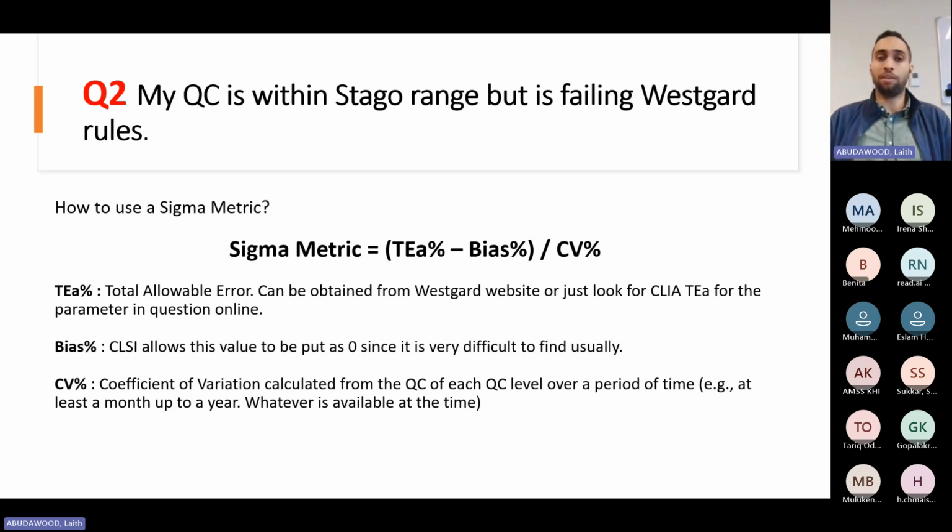So for example, my CV percent for my PT across multiple lots is on average, say 2%. So in this case, how do I apply the sigma metric? I know the CV percentage. We said bias percent is set to 0, as mentioned in CLSI. Total allowable error, for example, I took it from Clio. So for PT, the total allowable error is 15%. I will put 15% minus bias, which is 0%. So 15 minus 0 is 15. 15% divided by CV percent. CV percent, we said for PT in our case, let's say it's 2%. So I divide 15 by 2. This gives you 7.5. What do I do with the 7.5?